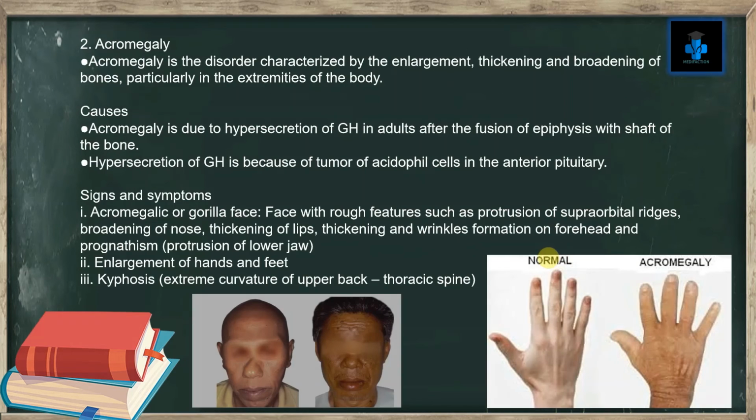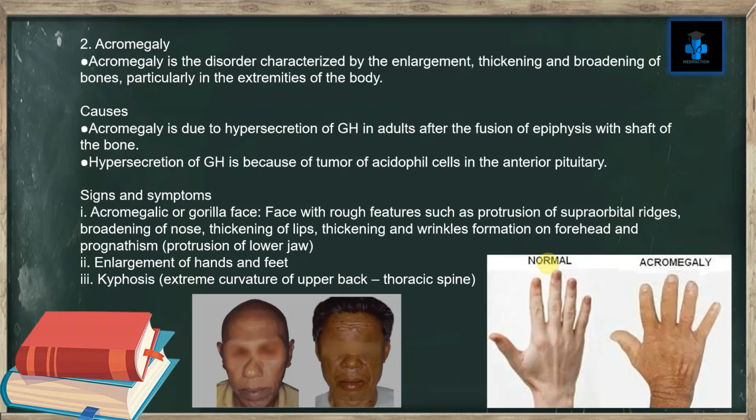Number 2 is acromegaly. Acromegaly is the disorder characterized by the enlargement, thickening, and broadening of bones, particularly in the extremities of the body. What causes acromegaly? It is due to hypersecretion of growth hormone in adults after the fusion of epiphysis with shaft of the bone. Hypersecretion of growth hormone is because of tumor of acidophil cells in the anterior pituitary.